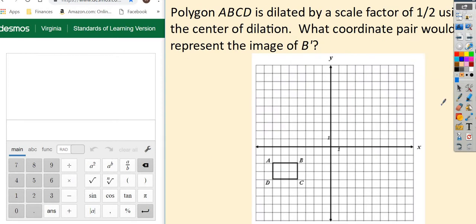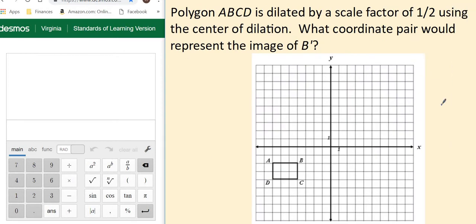The next one, it says if polygon ABCD is dilated, that means multiplication. Dilation means multiply, so you're going to multiply it by 1/2. What coordinate would go with B? So let's start with coordinate B here, which happens to be -4 and -2. And if we're dilating by 1/2, that means that we are multiplying each coordinate by 1/2.